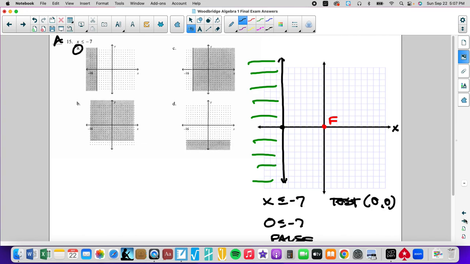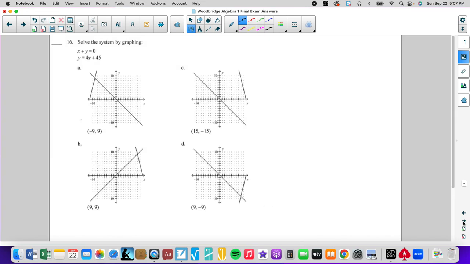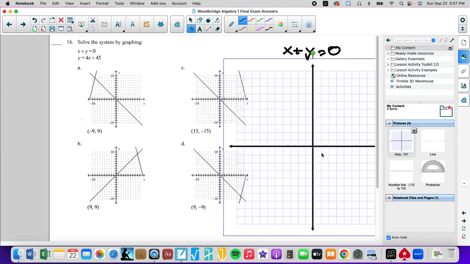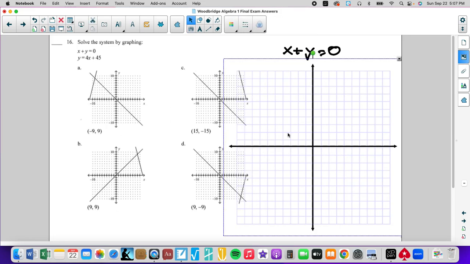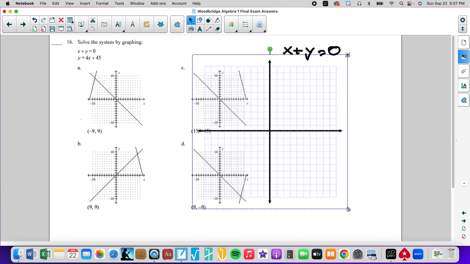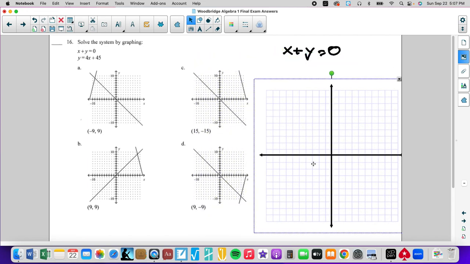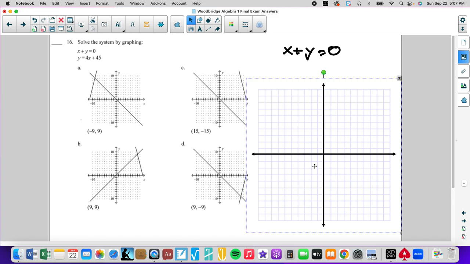Number 16 of 54, I think. We have 54 problems. Solve the system by graphing. These are equations, so this represents x plus y equals 0. Let's get our graph again. x plus y equals 0 is a line. It's a linear equation. So this represents a line.